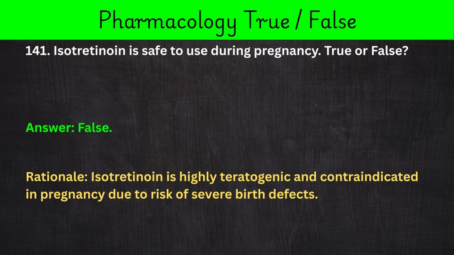141. Isotretinoin is safe to use during pregnancy. True or false? Answer: false. Rationale: isotretinoin is highly teratogenic and contraindicated in pregnancy due to risk of severe birth defects.